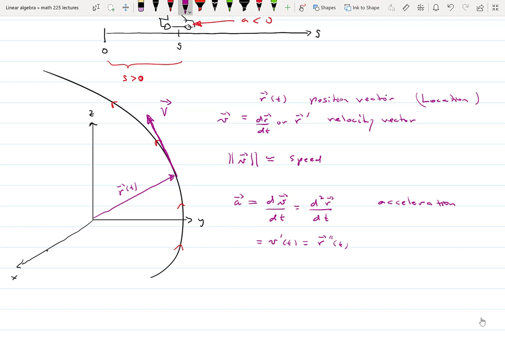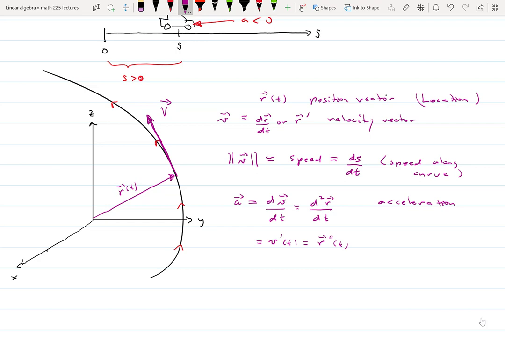Your speed, the magnitude of your velocity vector, is the rate of change of your distance traveling along the curve. Okay, so your speed is your speed along the curve. The s is the arc length that we talked about in the last section. So it's the rate of change of your arc length, or your speed along the curve. Okay, much more to follow.